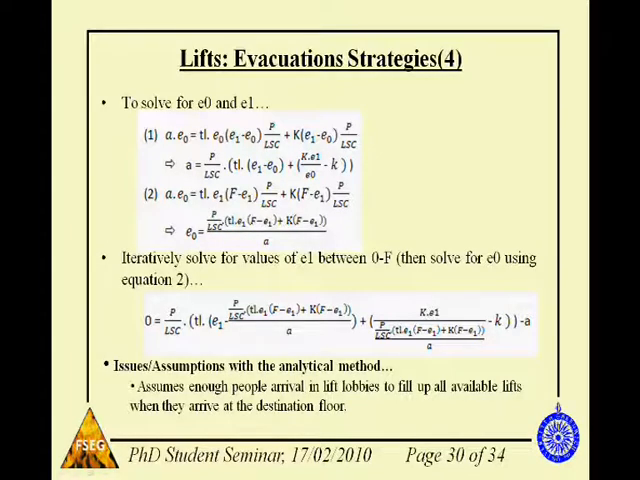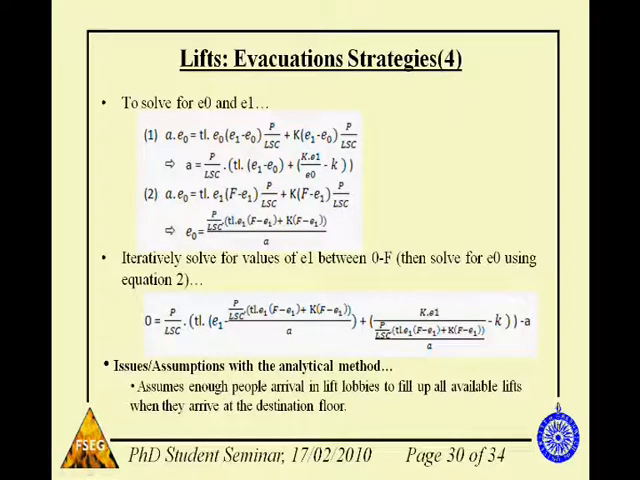Basically, in equation 1, the time to evacuate the stair part of the building is equal to the time to evacuate the middle part of the building. We can divide both sides by E0 and we get A equals, and the rest of the equation. In equation 2, we have the time to evacuate the stairs is equal to the time to evacuate the top part of the building. And we can divide through by A to get E0 equals.